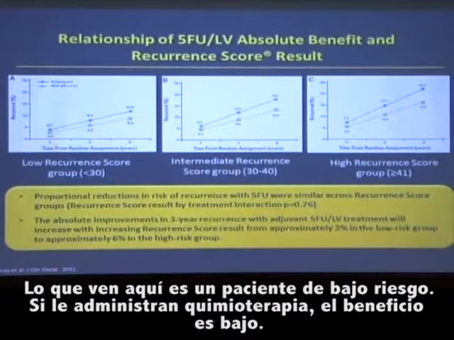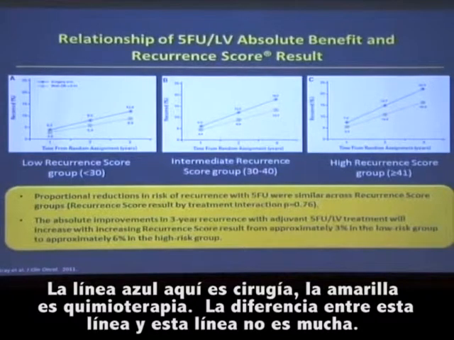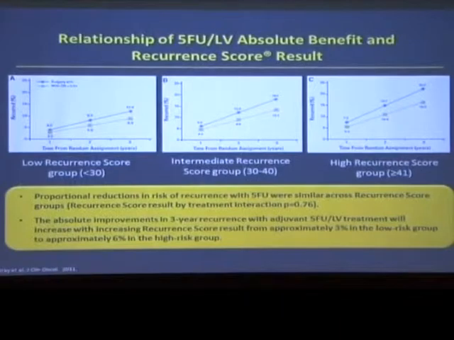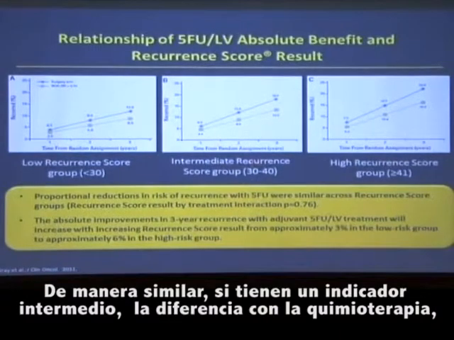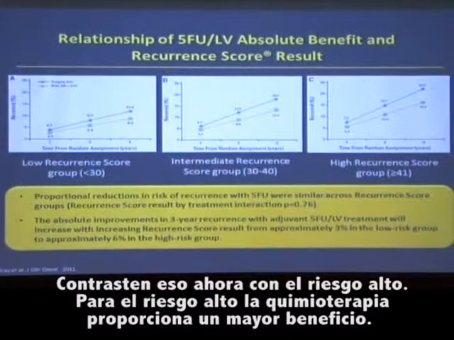What you see here is a low-risk patient, okay? If you give them chemotherapy, the benefit is low, okay? So the blue line here is surgery. The chemotherapy is the yellow. The difference from this line and this line is low, okay? Similarly, if you have an intermediate score, the difference from chemotherapy, maybe out here it's a little larger, but still it's not very different. Contrast that now with high risk.